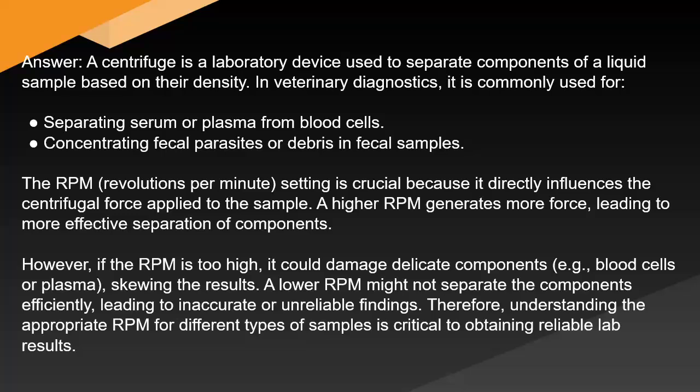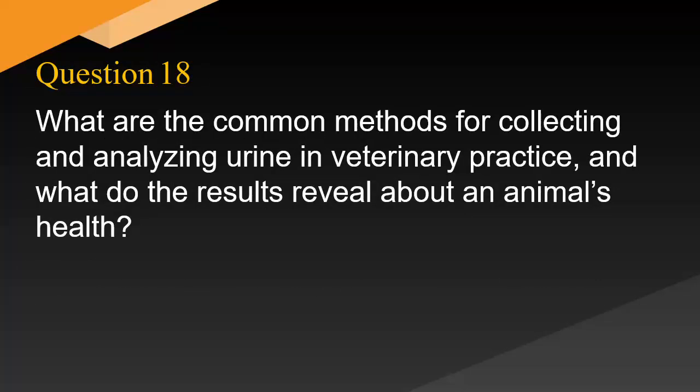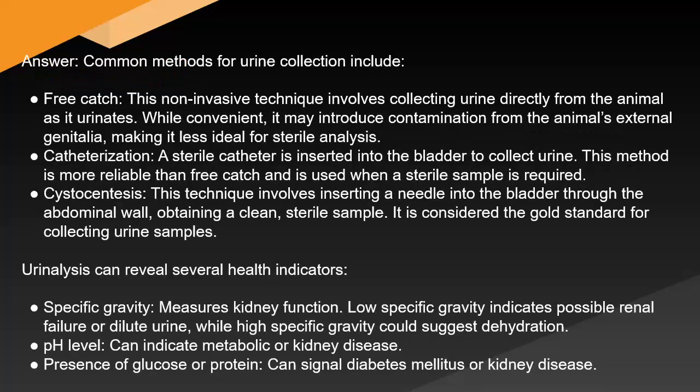Therefore, understanding the appropriate RPM for different types of samples is critical to obtaining reliable lab results. What are the common methods for collecting and analyzing urine in veterinary practice, and what do the results reveal about an animal's health? Answer. Common methods for urine collection include free catch.